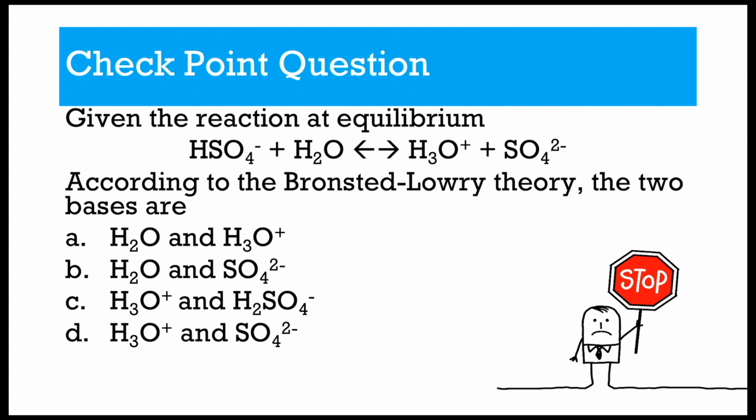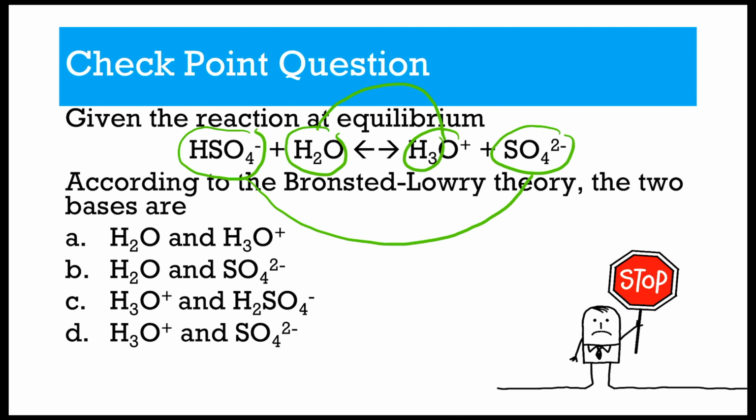Okay, let's just try another one. According to the Bronsted-Lowry, the two bases are, so this one we need to do a little bit more work. So let's find our pairs first. So we have this pair, and we have this pair. So looking at the HSO4-, to get from here to there, you have to lose or donate an H+. So if you're donating an H+, that makes you an acid, and that makes this the conjugate base.